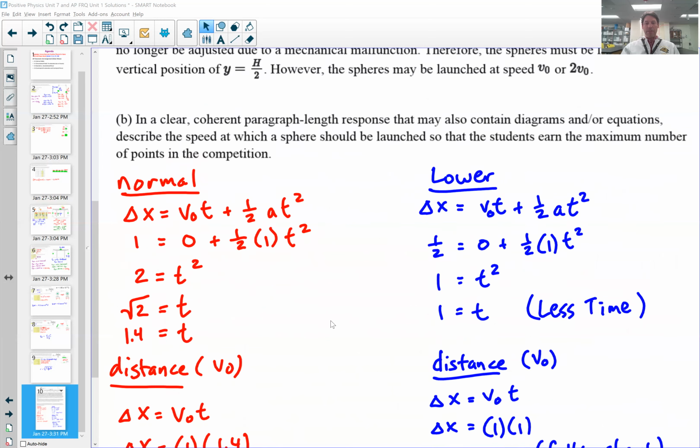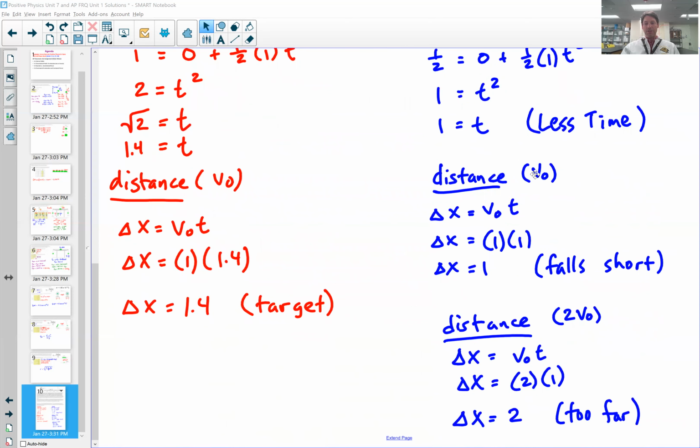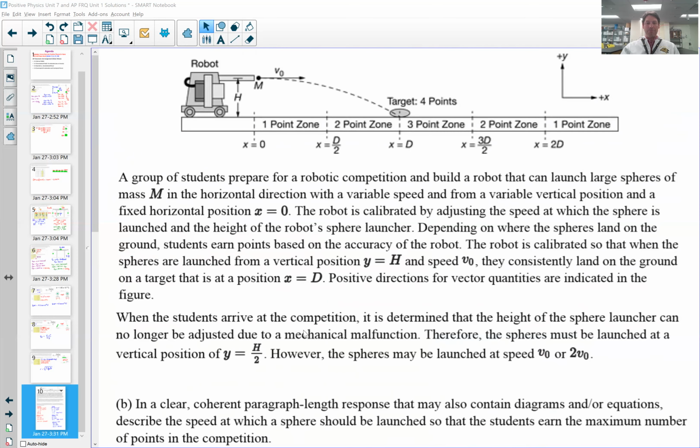So that is how you can mathematically prove that the time is less at a lower height of launch, and that the initial velocity and double that initial velocity fall short or go too far compared to the base values, all with proportions and not actual numbers. So I hope that helps. If so, then that will help you be more fluid and more complete in your explanation as you write that coherent paragraph length response. All right, thanks for watching.